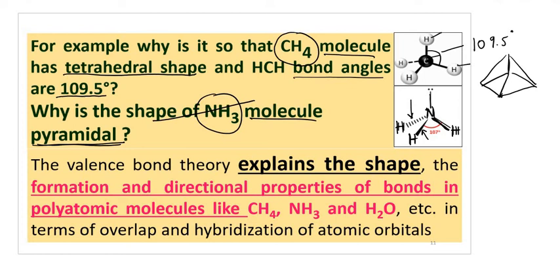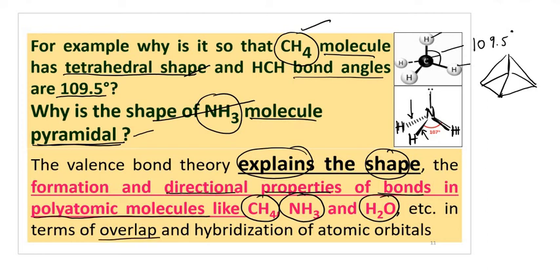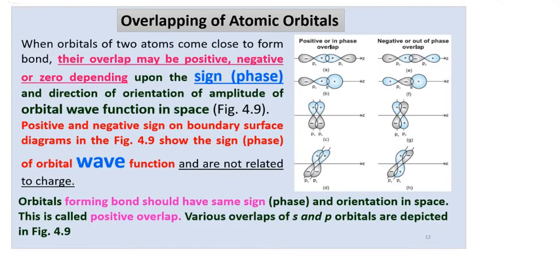So this pyramidal shape of the NH3 molecule, or the tetrahedral shape of the methane molecule, the valence bond theory explains the shape, the formation and directional properties of bonds in polyatomic molecules like methane, ammonia and water, etc., in terms of overlap and hybridization of atomic orbitals. Now let us try to understand overlapping of atomic orbitals, right? So when orbitals of 2 atoms come close to form a bond, their overlap may be positive, or negative, or zero, depending upon the sign, the phase.